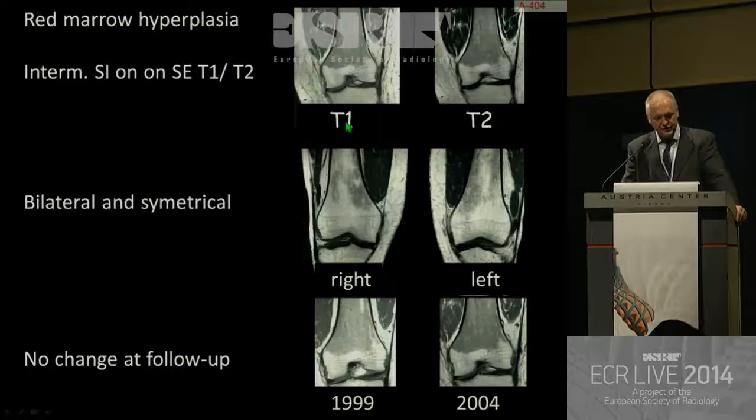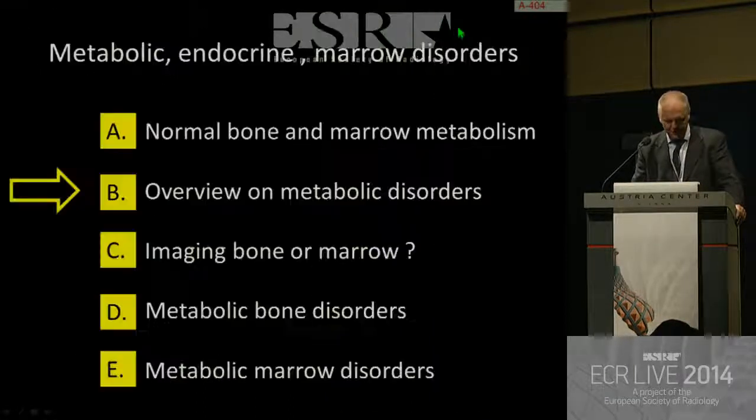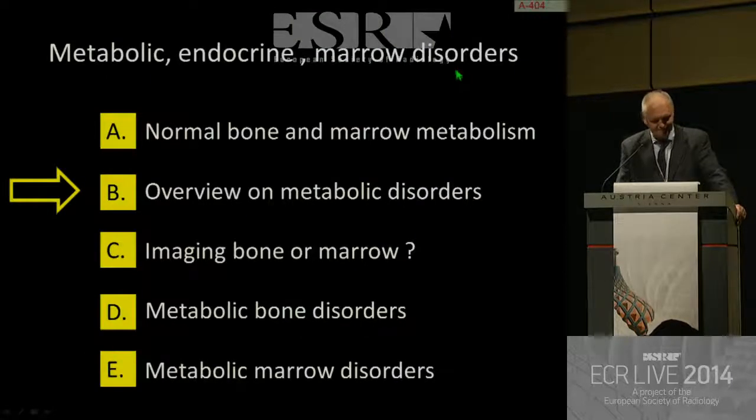Now, as a rule, and we will see that in metabolic disorders, it is bilateral and symmetrical. You should have the same appearance. If you do follow-up, you wouldn't see any change at all. And as a rule, the signal intensity is that of normal red marrow. Therefore, it's intermediate on T1 and it's intermediate on T2. So far, so good. It's not so difficult.